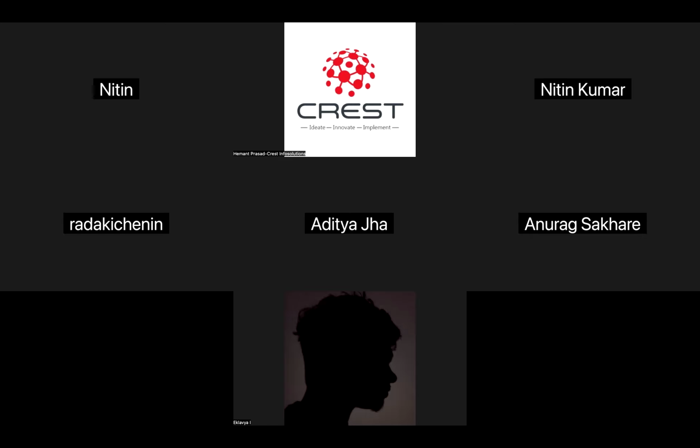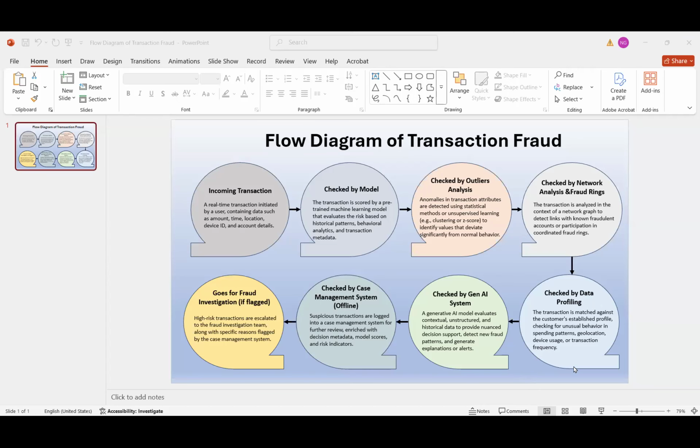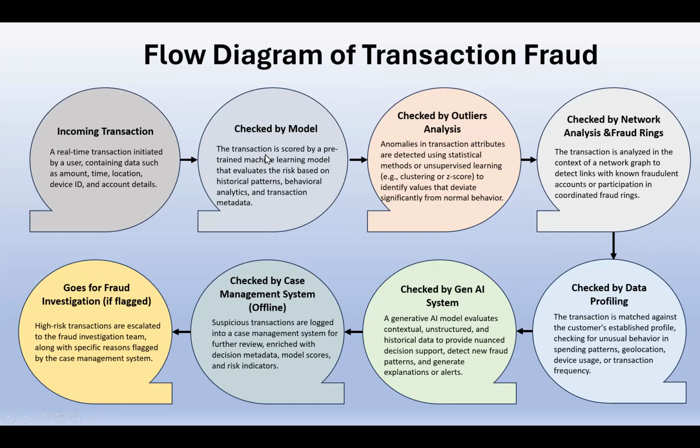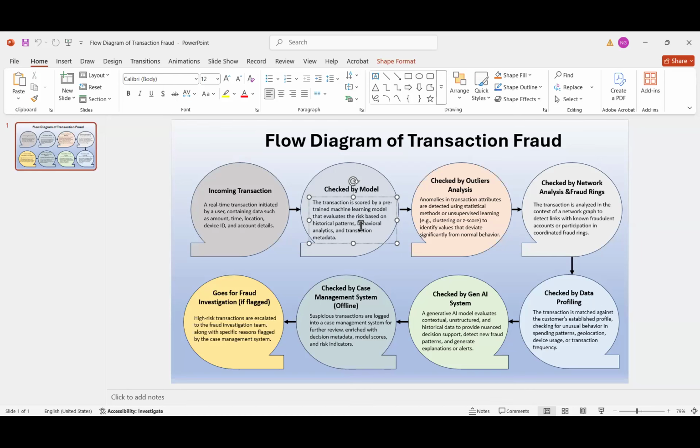Let me go into the architecture again, because that will explain everything. We had demonstrated this module and this module to you, but there is something called network analysis, which means if somebody has done fraud and comes up with somebody else to do fraud, it will proactively check whether that person is part of the fraud network.